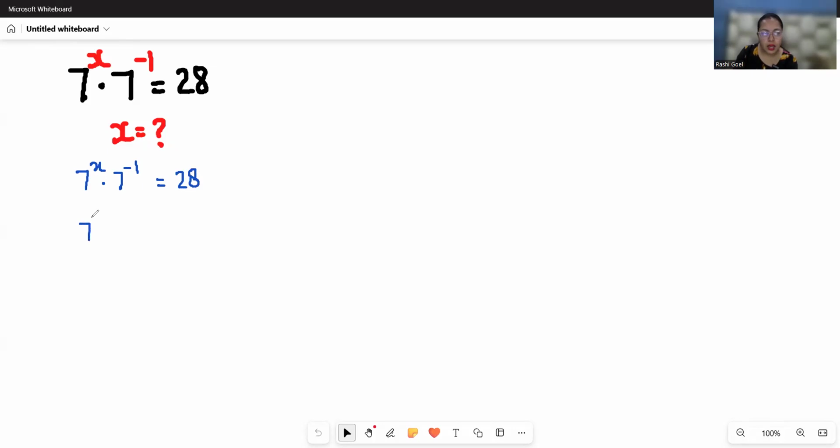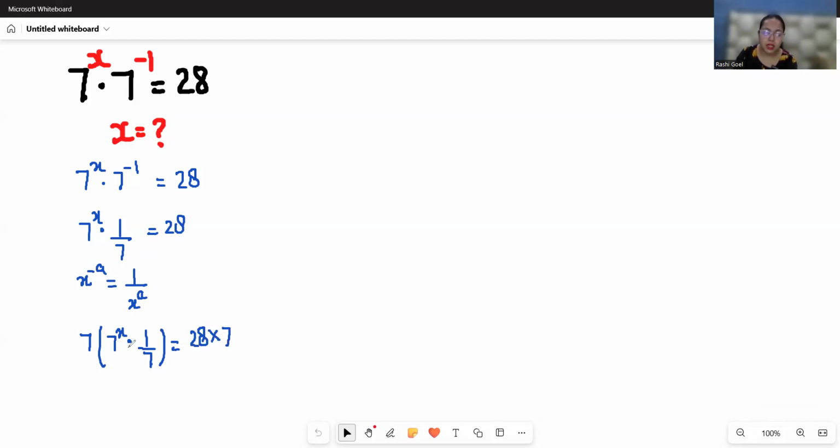So we can write this as 7^x times 1 by 7 equals 28. As per the exponent rule, x^(-a) we can write as 1 by x^a. Now, here 28. That means we have multiplied 7 with both sides. So this will cancel out.